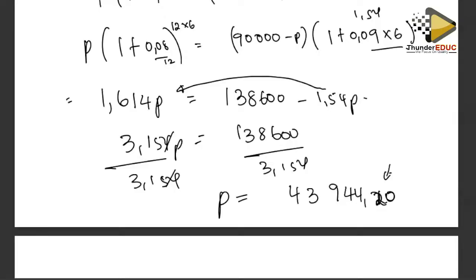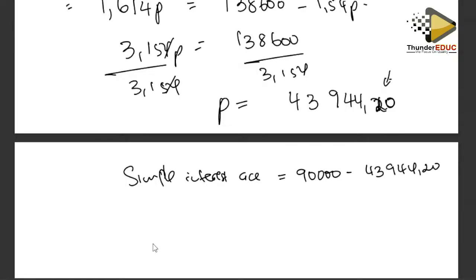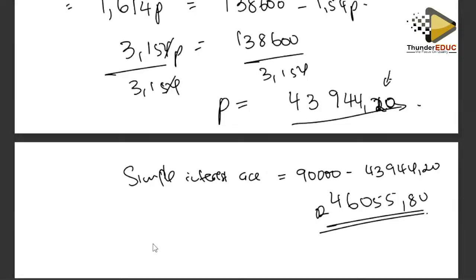And then to get the amount for the simple interest account, it's going to be 90,000 minus 43,944.20. Okay, so 90,000 minus 43,944, I'm getting 46,055.80. So that's how much must be invested in the simple, and that is how much must be invested in the compound. All right, so that is how we would have gone about with that question.